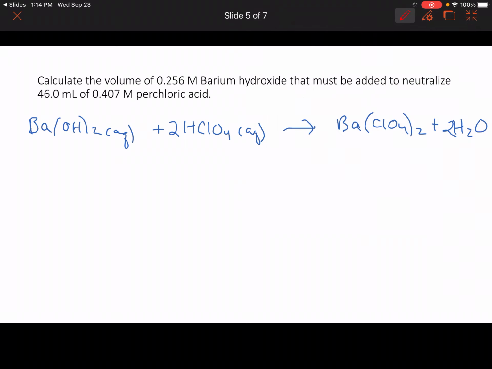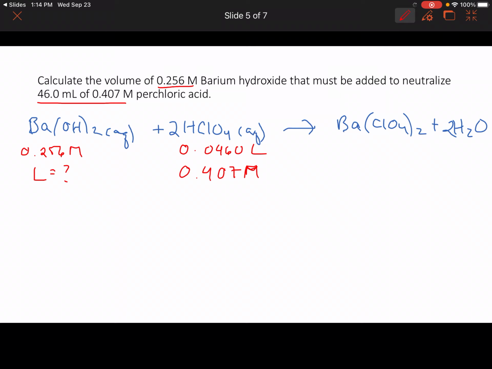Now, calculate the volume of barium hydroxide. I've got this molarity here, 0.256 molar, and it's asking me to calculate the volume, so liters is my question mark. I have more information about the acid, so I know here I've got 0.0460 liters. I just went ahead and converted that into liters there. And I know my molarity is 0.407 molar.